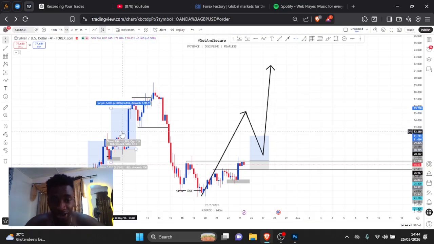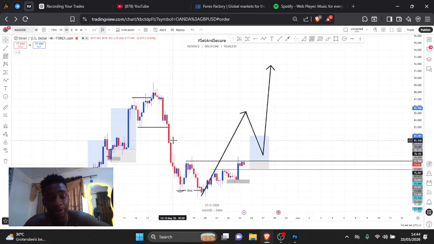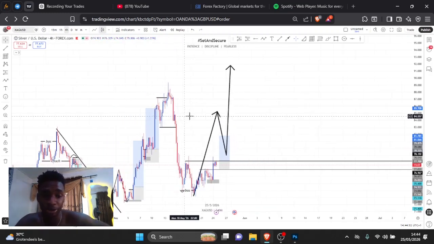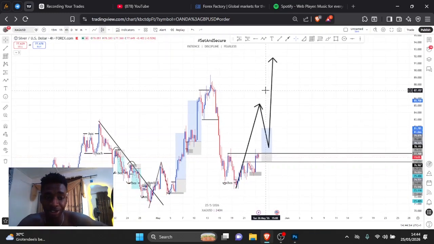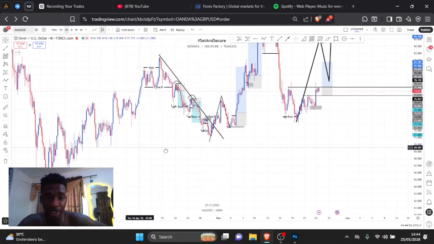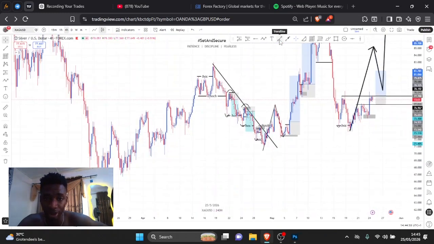I think this XAUUSD made Jeffrey Benson $1 million, because this movement right here gave Jeffrey Benson $1 million. So you are going to need to be patient and look at how this structure has been on silver. It's been a very, very nice structure though.